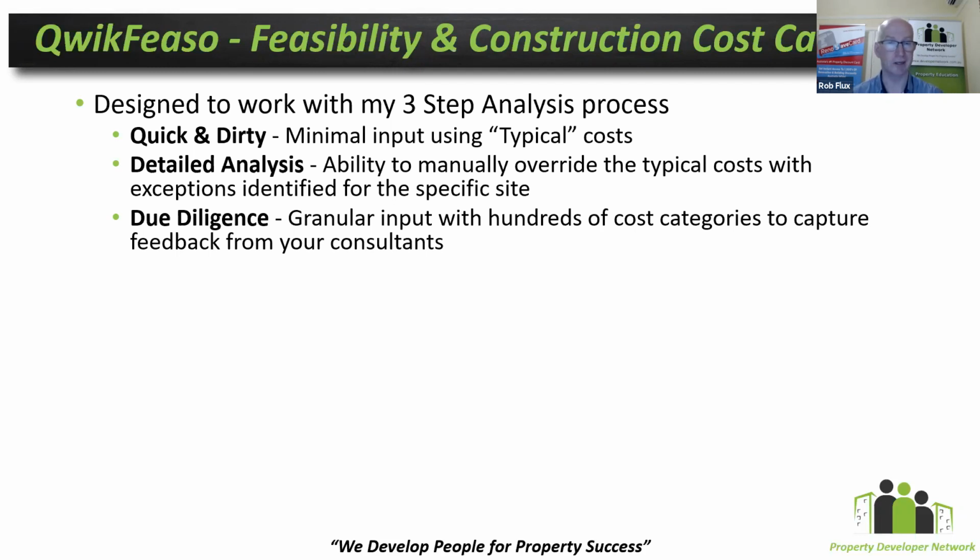So first stage is a quick and dirty. We want minimal input, using some, in inverted commas, typical costs. And that's just going to say, are we even in the ballpark of this being worthwhile? Then we go to a more detailed assessment, where we look at the idiosyncrasies of the particular site and try to identify some of the issues and challenges there. We override those typical costs with a little bit more realistic costs. And then when we get into the full due diligence stage, we've got hundreds of different line items built into it, and we can go down to the individual line item and say, well, how much is this exact element going to cost me?